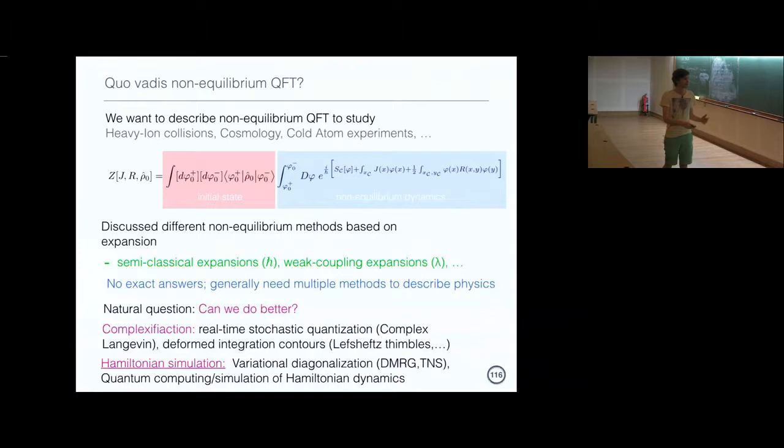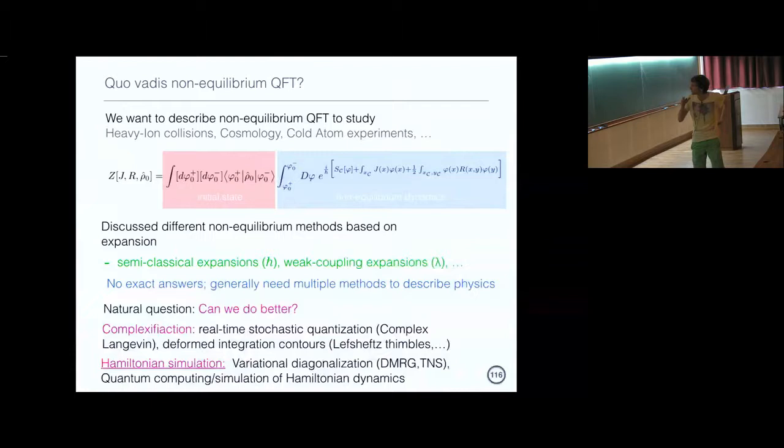One of them is, for instance, the complex Langevin method, although that actually has severe problems. So if you want to get into this, this is not the one that I would encourage you to look at. There are other ideas related to what are called deformed integration contours, such as Lefschetz thimbles and so forth, and I'm going to say a few words about these.